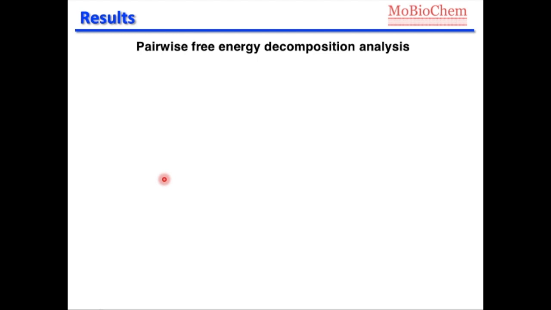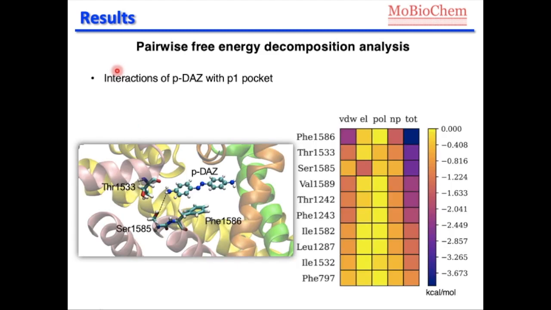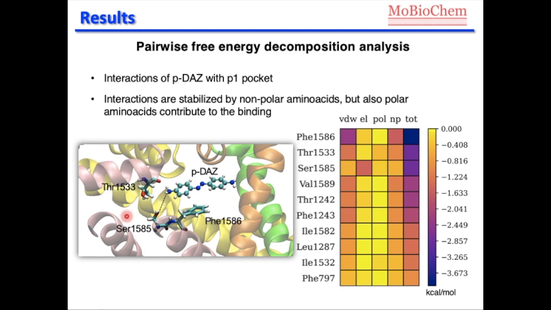In the case of p-diaminoazobenzene, the ligand-protein interaction is also stabilized by non-polar amino acids. The importance of non-polar residues has also been found for the tetrabutylammonium ligand binding to the KcsA potassium channel, for which the ligand was stabilized by interaction with the side chains of phenylalanine. Now, despite the importance of hydrophobic interactions, the photoswitch undergoes intermolecular interaction also with polar residues, and here in the image we see serine 1585.